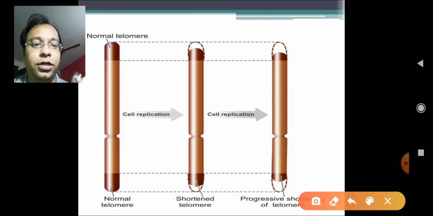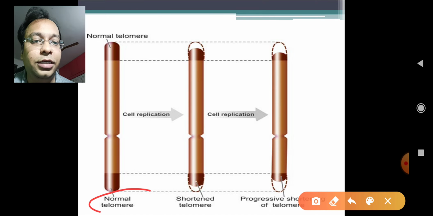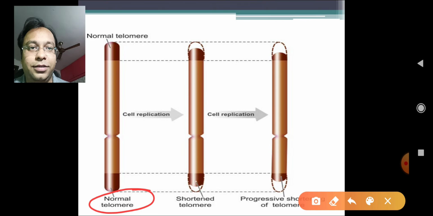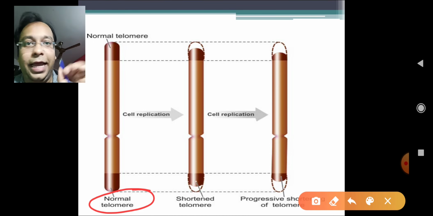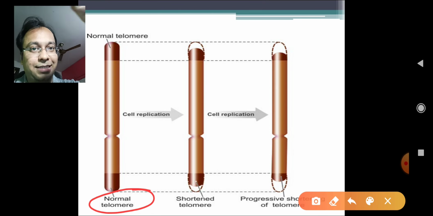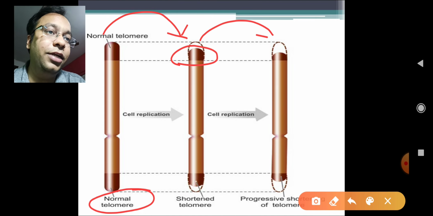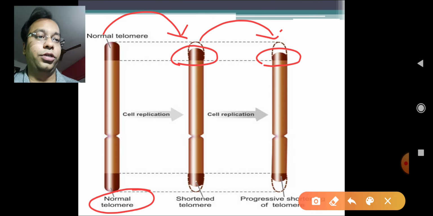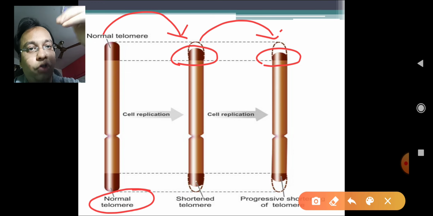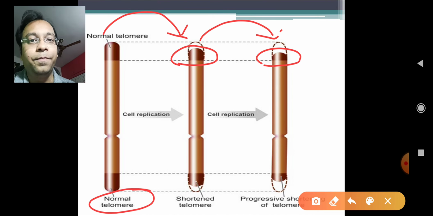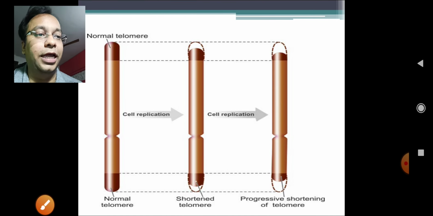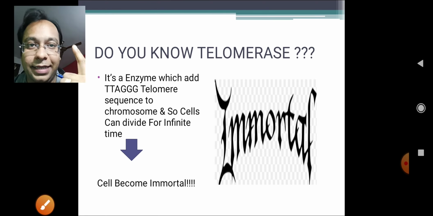Just see this figure. It's a very beautiful figure. This is the normal telomere at the end of the chromosome. Now with each cell replication, with each cell division, it will become shortened. Just see on the screen. It is getting shortened. Again the division, it will be more shortened. So gradually it will shorten and finally it will no longer be able to divide, right? So that is the first theory of cellular senescence.